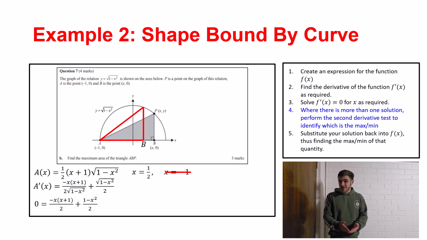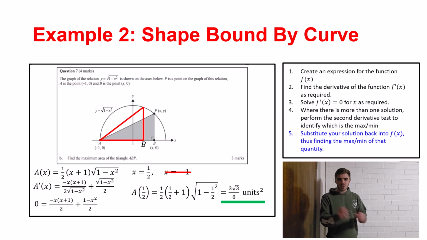So now that we know that x equals 1/2 gives us the maximum, we're going to take that x equals 1/2 and then shove it into our area equation. Once you simplify, you'll get your maximum area.